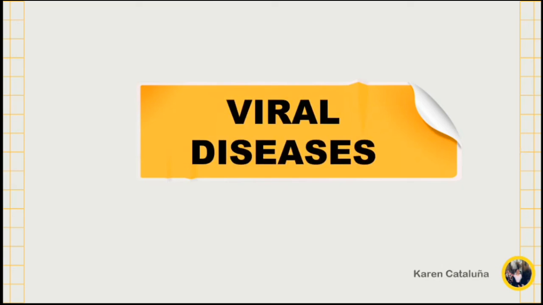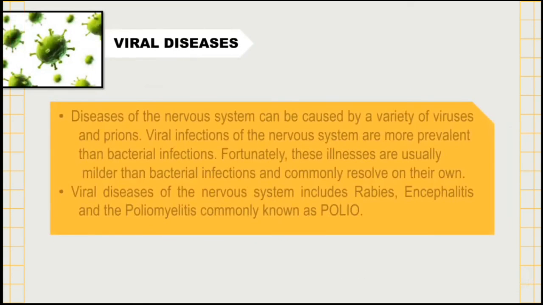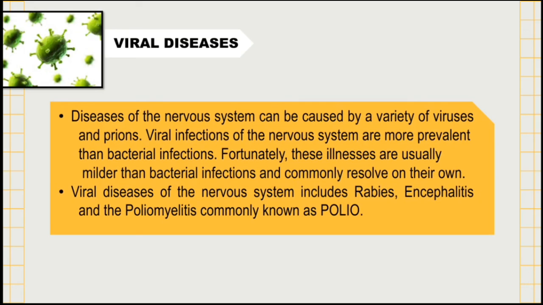Viral diseases. Viral diseases of the nervous system can be caused by a variety of viruses and prions. The infections are more prevalent than the bacterial infections, but these illnesses are usually milder than bacterial infections and can resolve on their own. Viral diseases of the nervous system include rabies, encephalitis, and poliomyelitis, commonly known as polio.